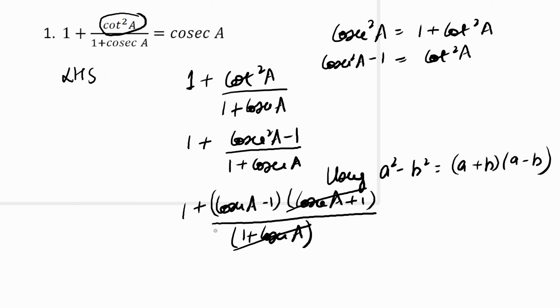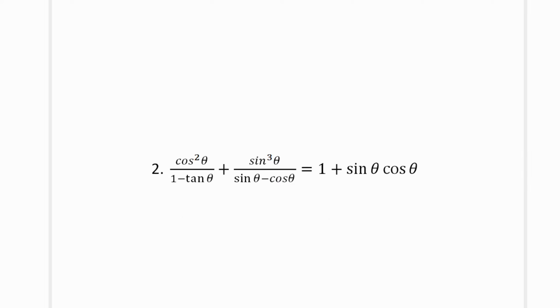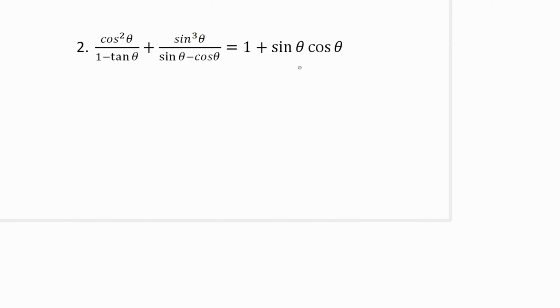This will cancel out. It will become 1 plus cosec A minus 1, and then 1 and minus 1 will cancel out. So we will be left with cosec A. Now this is the right hand side. We had to prove this. Okay, so we are done with the first question. Now we move to the next question. I request you to pause the video over here and try and solve it by yourself.